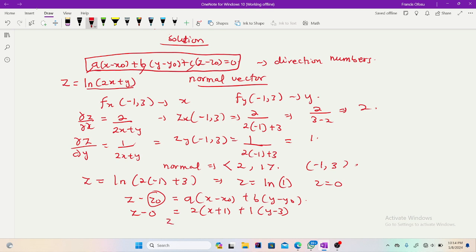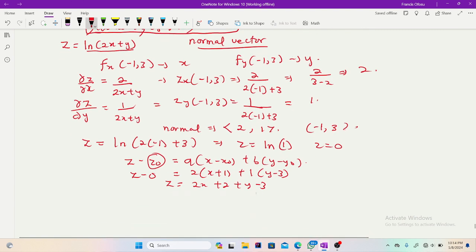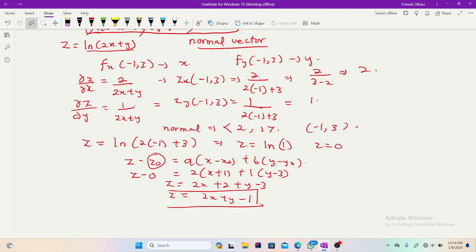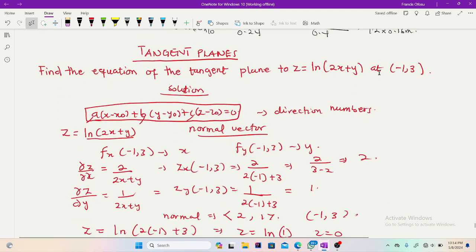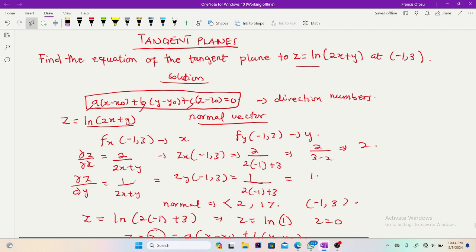So from here, I get z is equal to 2x plus 2 plus y minus 3, right? So I simply get the tangent plane equation to be z equals 2x plus y minus 1. So this is the equation of the tangent plane at (-1, 3) to the function z equal to natural log of 2x plus y.